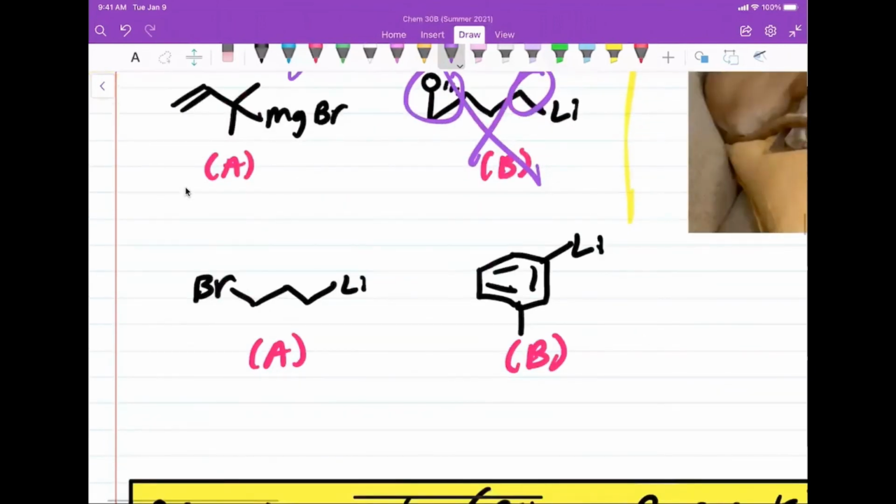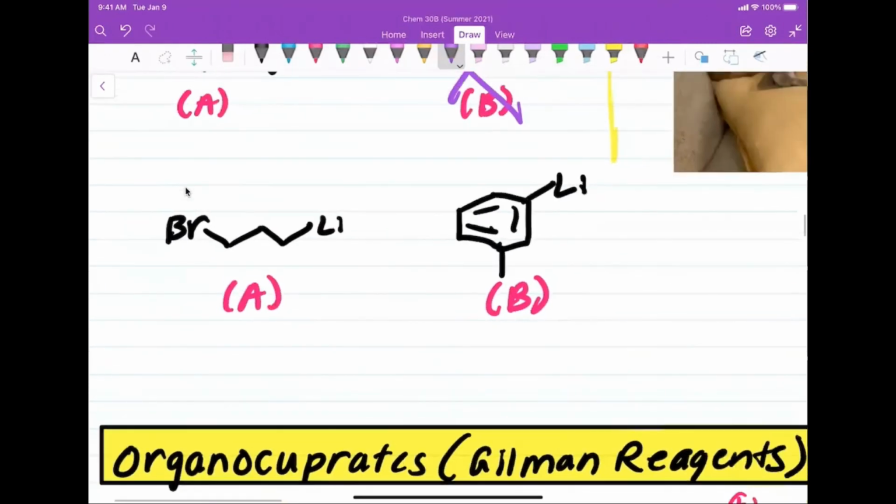Okay, how about between these two? Which one can't be made? Can both not be made, or none? You can answer none as well if you want. Okay, great. A can't be made. Organolithiums don't actually react with alkyl halides to do SN2, but they can react to do E2 elimination. So these also can't be made. And this one's okay.